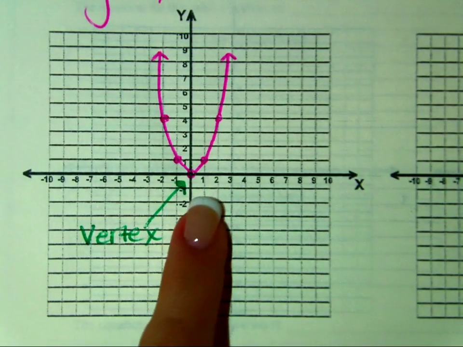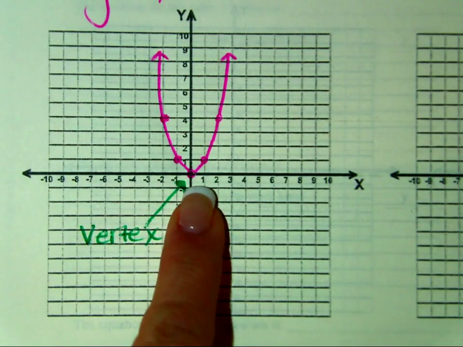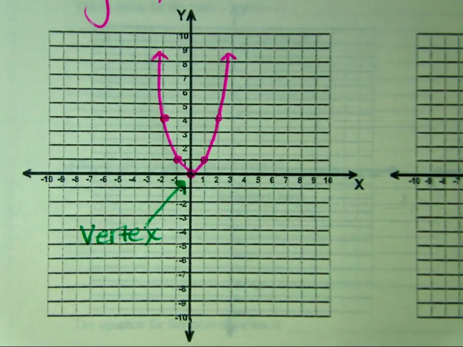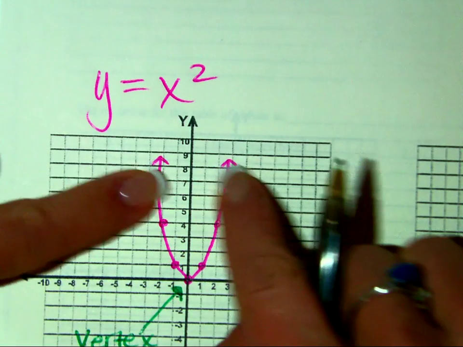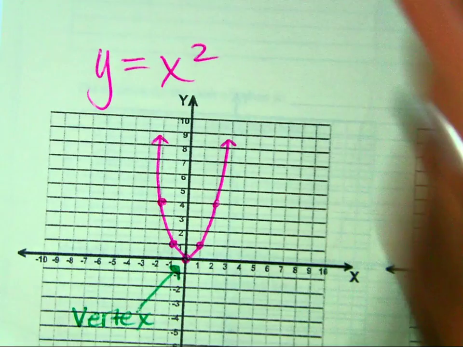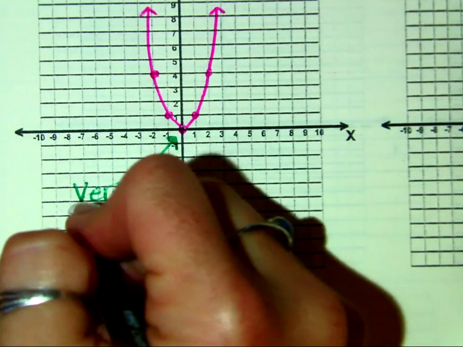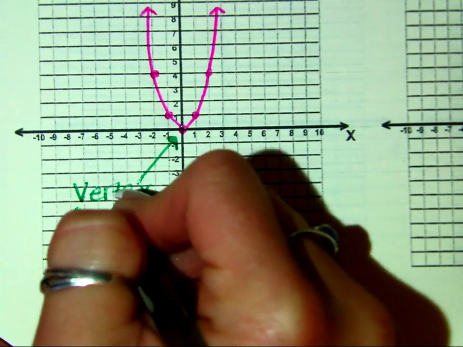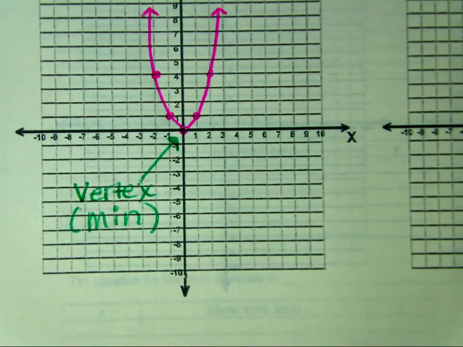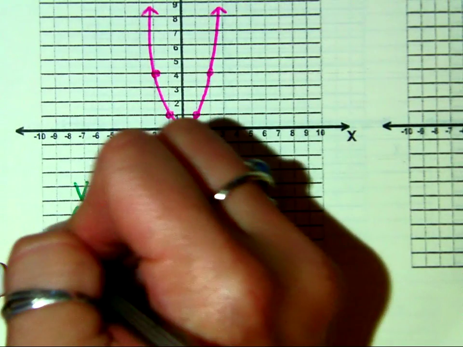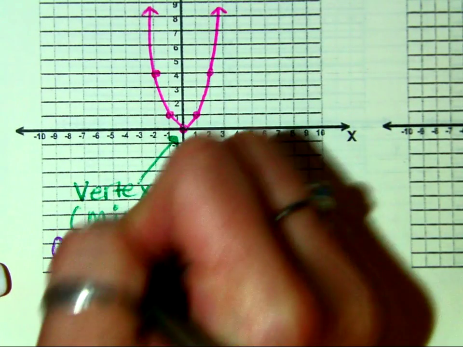So is the vertex the highest point on this parabola or the lowest in this case? If I were to say what's the highest point, see those arrows? The highest point is infinity. But the lowest point is my vertex. So we're going to call the vertex, in this case, a minimum. And you know when you have a minimum? When your parabola opens upward.